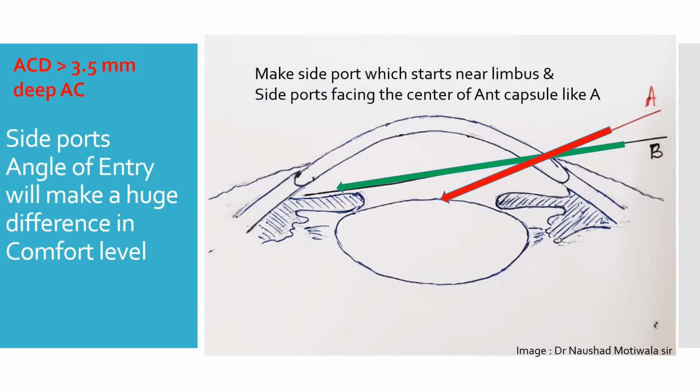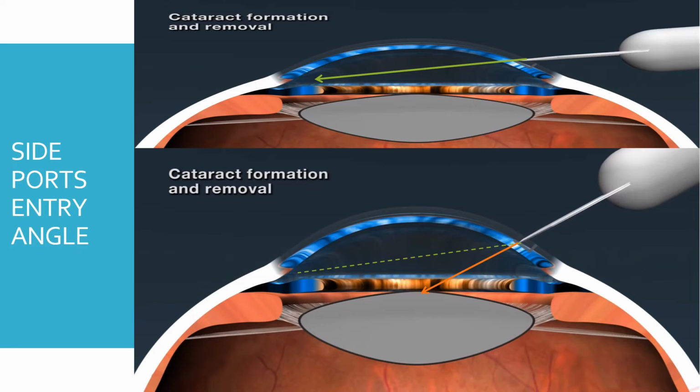When I am dealing with a deep anterior chamber, I make the side port entry near the limbus and direction towards the center of the anterior capsule. Usually, what we do is we take the side port incision directed towards the angle of the opposite side, like in the first image. But when we are dealing with a deep anterior chamber, I take the side port entry facing towards the center of the anterior capsule, thus changing the angle of entry.